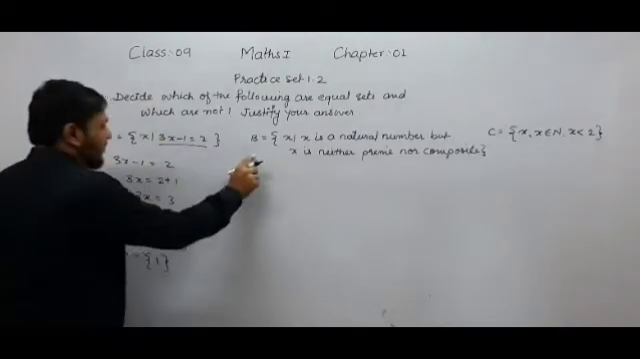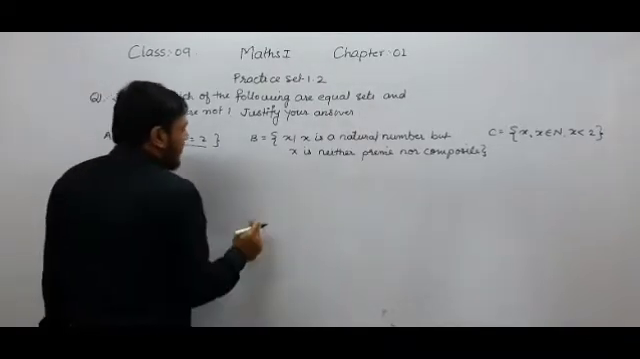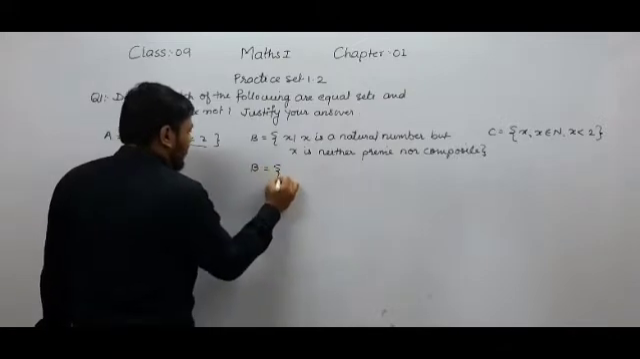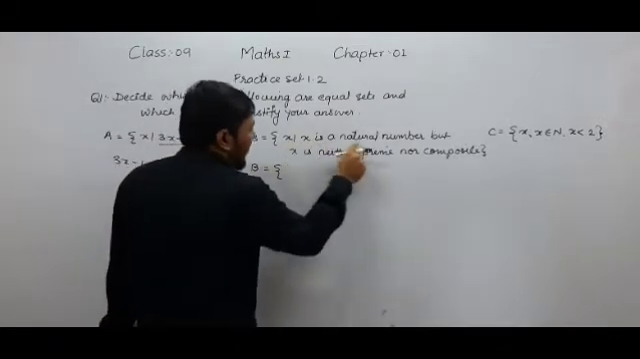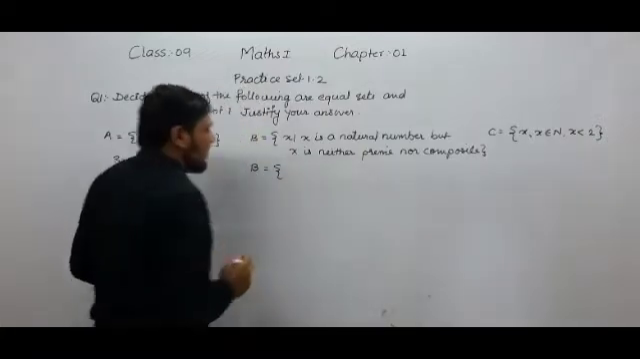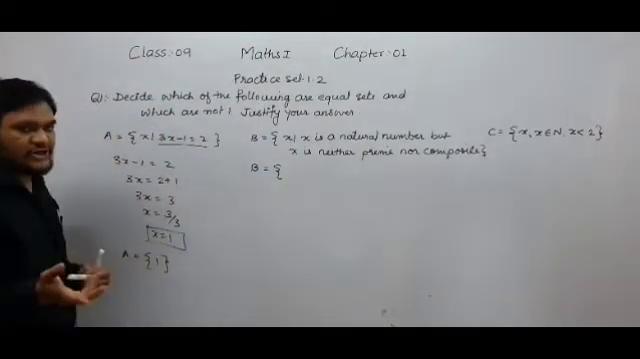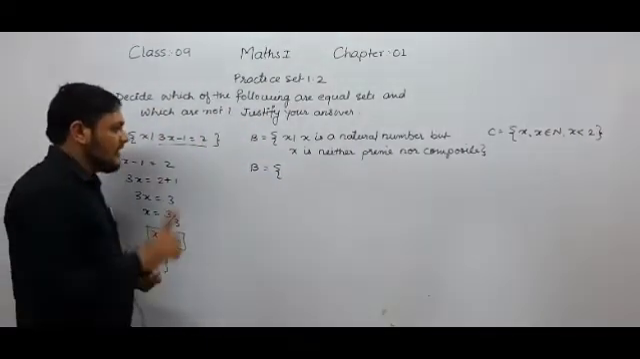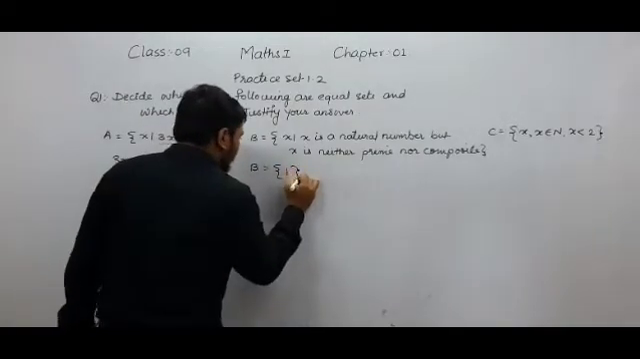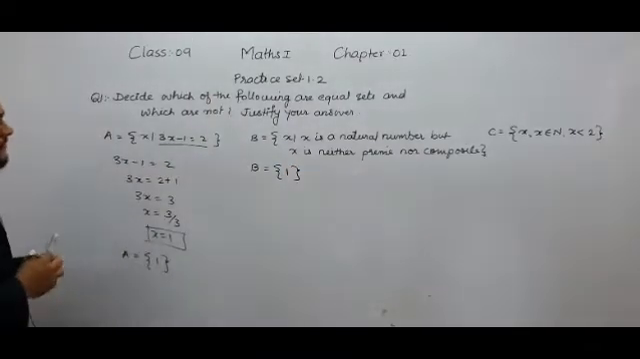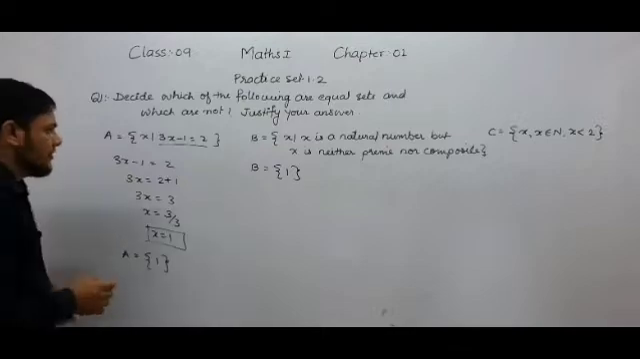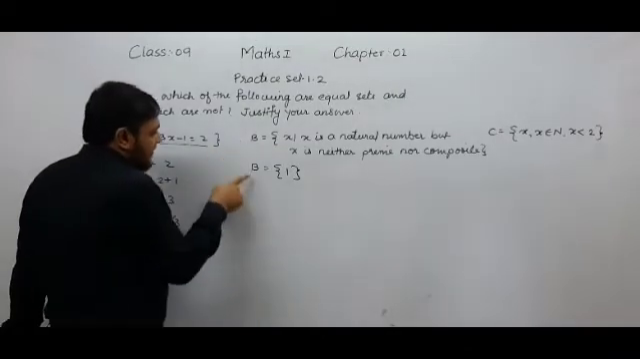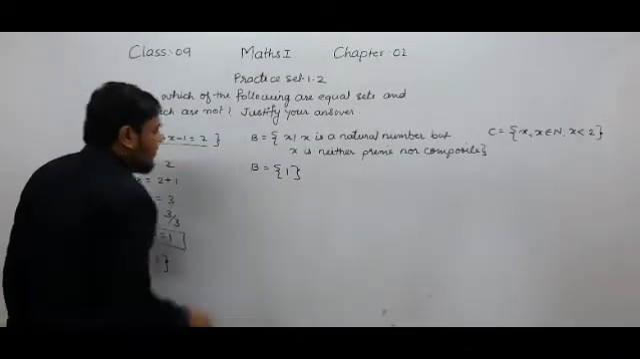Now we will try to write set B in the listing method. B is equal to curly bracket, x such that x is a natural number, but x is neither prime nor composite. A natural number which is neither prime nor composite is 1. So here also we will write 1, because 1 is a number which is neither prime nor composite. So in the listing method, set B can be written as B is equal to curly bracket 1.